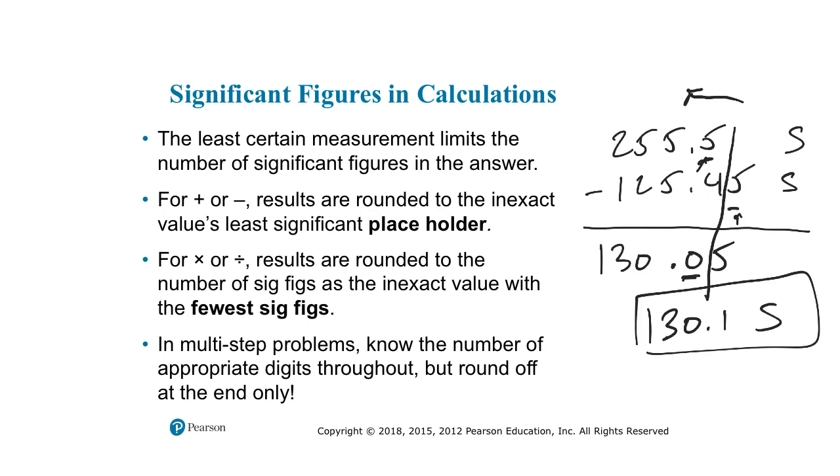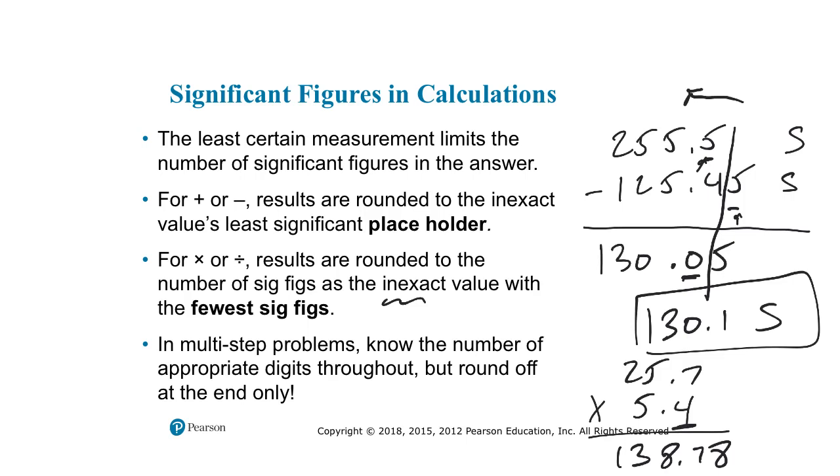And then for multiplication and division, results are rounded to the number of sig figs of the inexact value with the fewest significant figures. We're being careful here to say that our measurements are inexact quantities. I'm going to do two quick examples. Let's imagine we do something like 25.7 times 5.4. I'll do that in the calculator. The arithmetic is clear: that works out to be 138.78.